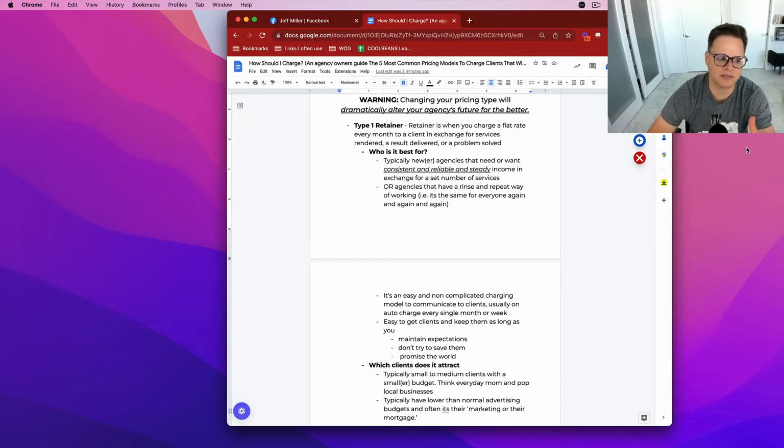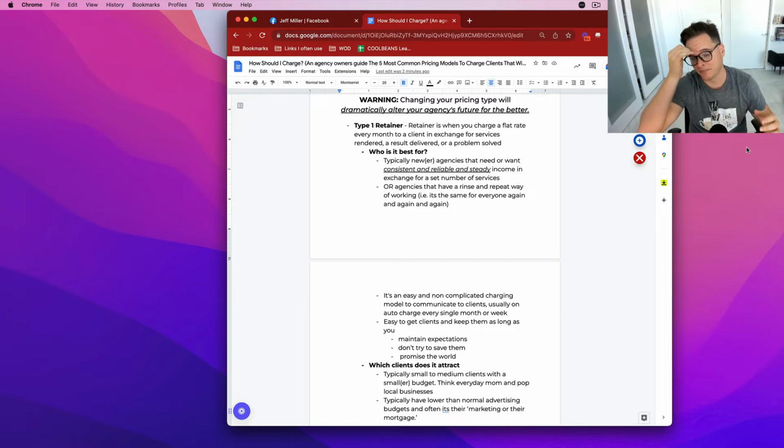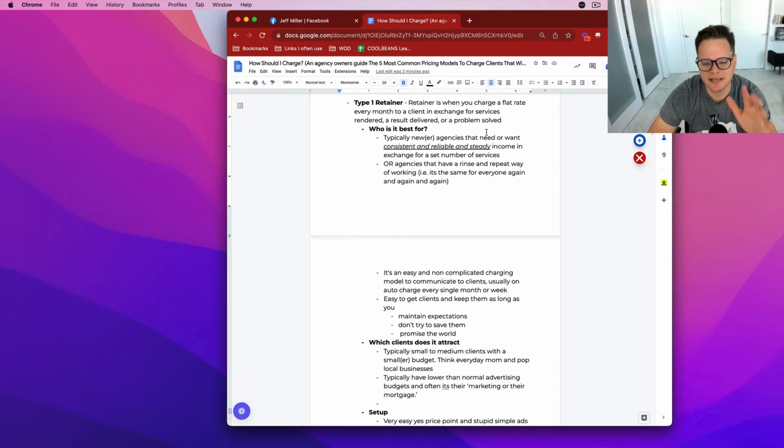So it's not for agencies that are super advanced, running complicated funnels, complicated CRMs, all that. It's typically for newer agencies that want consistent, reliable, and steady income. The complicated stuff is later on. Very often you don't need to do that, by the way. Or this is for agencies that have a rinse and repeat way of working. So it's the same thing again and again and again for everybody.